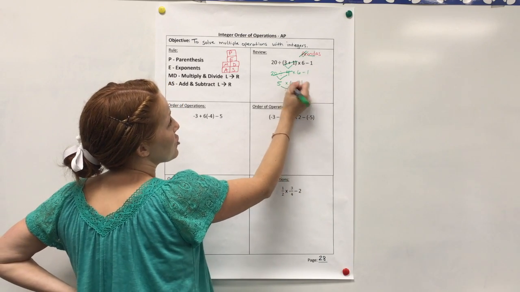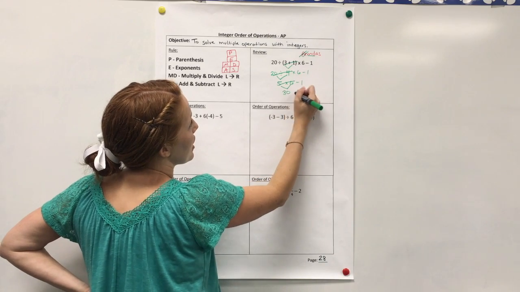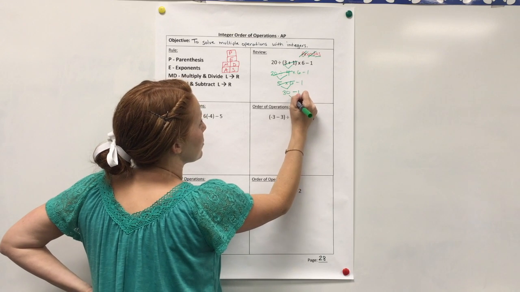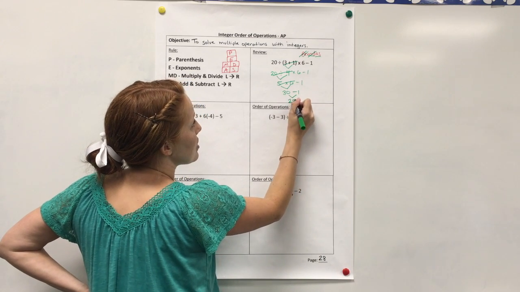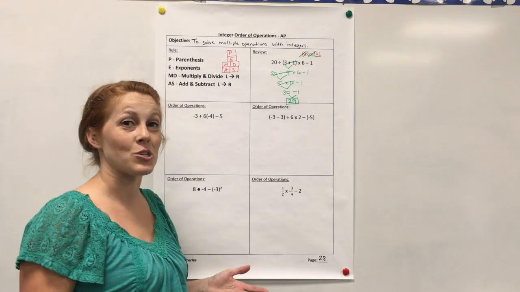Now I have multiplication. 5 times 6 is 30. Bring down. Last I have add subtract, which in this case is only subtraction. 29. All right, so you should have had 29 as your answer.